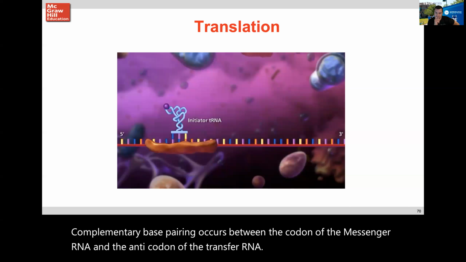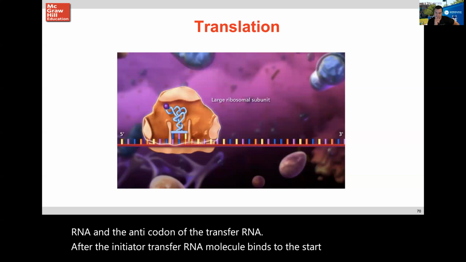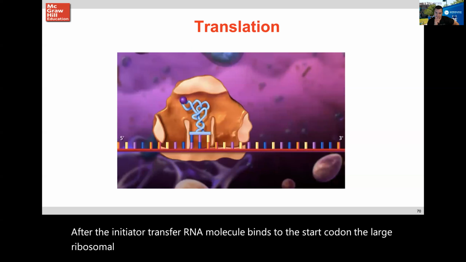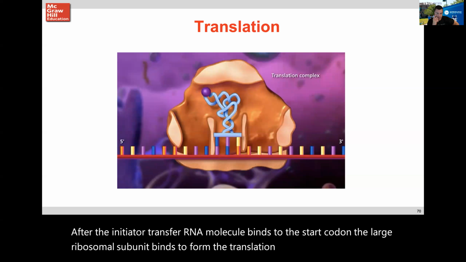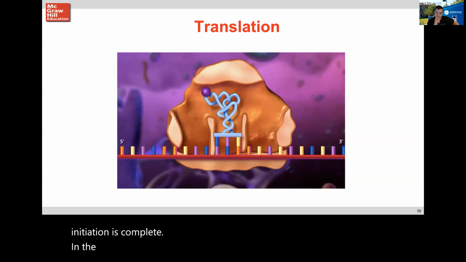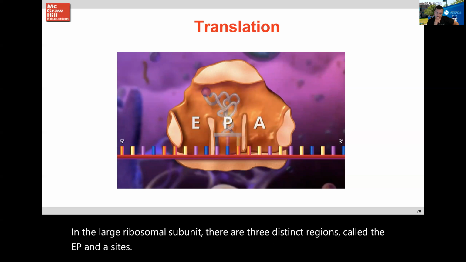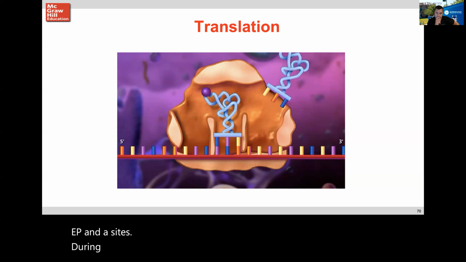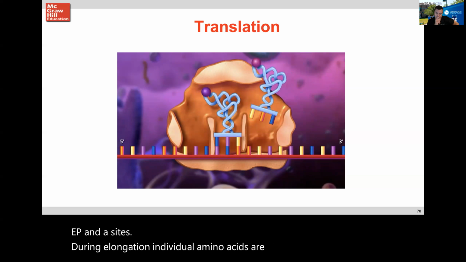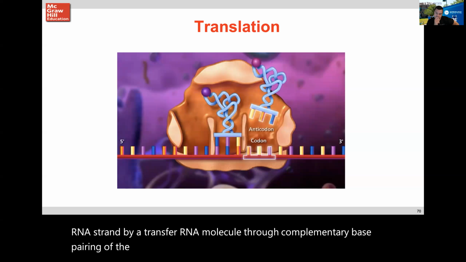After the initiator transfer RNA molecule binds to the start codon, the large ribosomal subunit binds to form the translation complex, and initiation is complete. In the large ribosomal subunit, there are 3 distinct regions called the E, P, and A sites. During elongation, individual amino acids are brought to the messenger RNA strand by a transfer RNA molecule through complementary base pairing of the codons and anticodons.